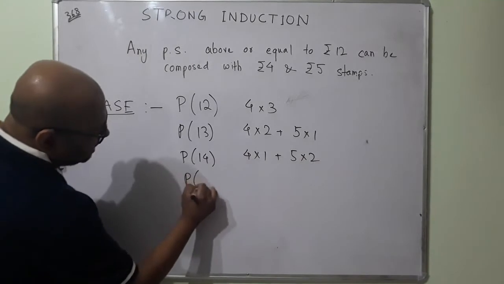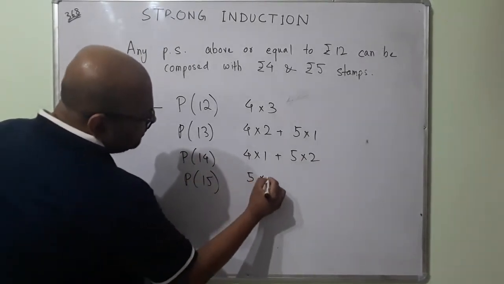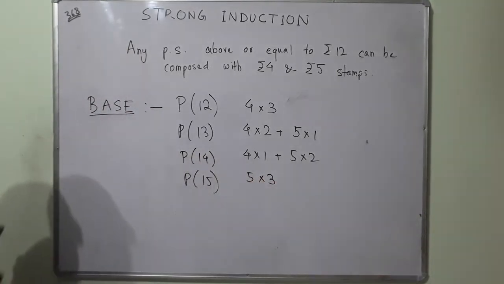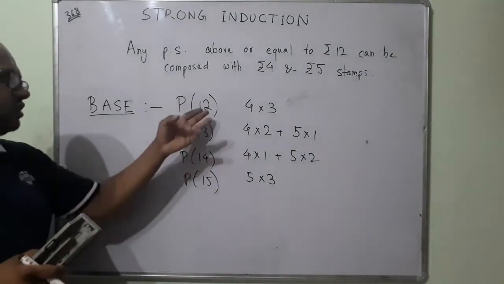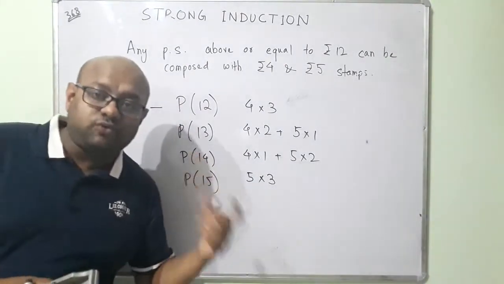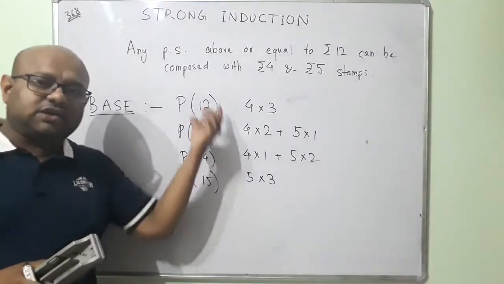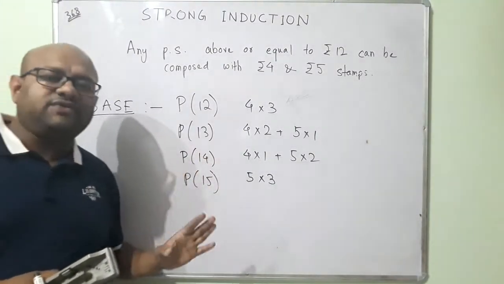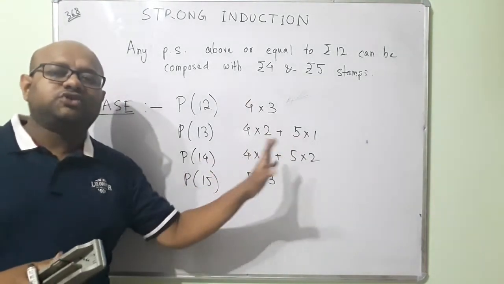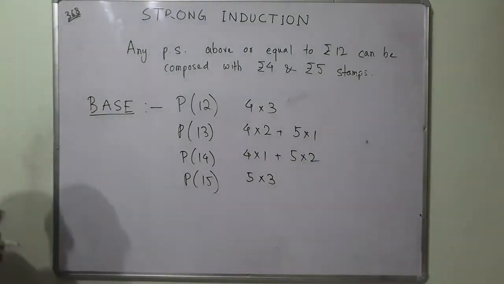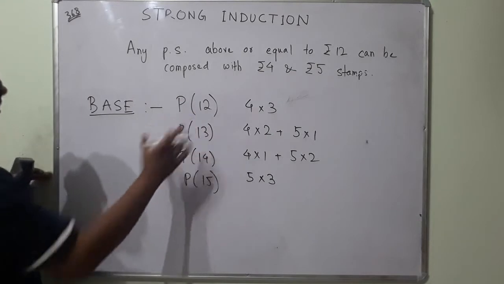And P of 15 I know it's true because I can make 15 rupees worth of postage stamp with 3 5 rupees worth of postage stamp. So I know in my base case what did I do? I assumed all of this to be true. No, sorry, I did not assume, I proved all of this to be true. That P of 12, 13, 14, 15. So 12 rupees, 13 rupees, 14 and 15 rupees worth of postage stamp can be made only with 4 rupees and 5 rupees worth of postage stamp. This is my base case. I had 4 different predicates that I proved in my base case.